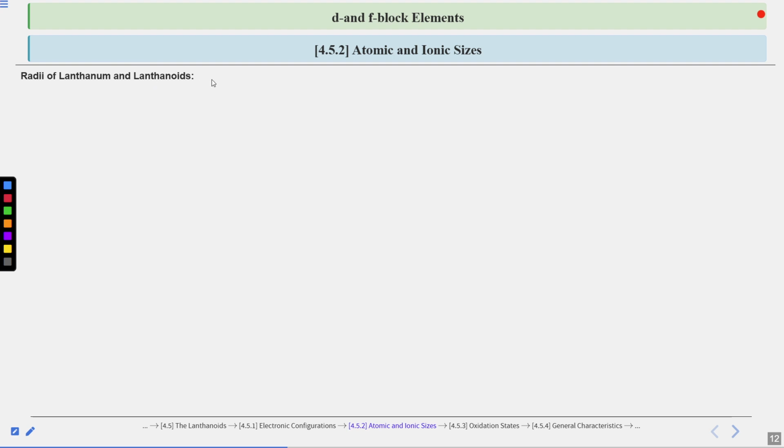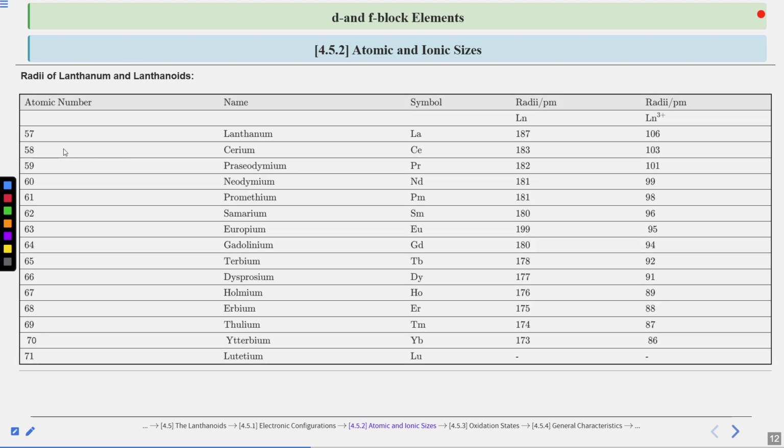Radii of lanthanum and lanthanoids. This is the table showing the atomic number, the element name, its symbol, its radii in picometers in the neutral form, and the radii in picometers in the tripositive ion, Ln3+. If you see, the atomic number is 57 for lanthanum, symbol La, and the radius is 187, but La3+ has a radius of 106. If you observe across the series, the radii are decreasing, and the Ln3+ radii are decreasing too.